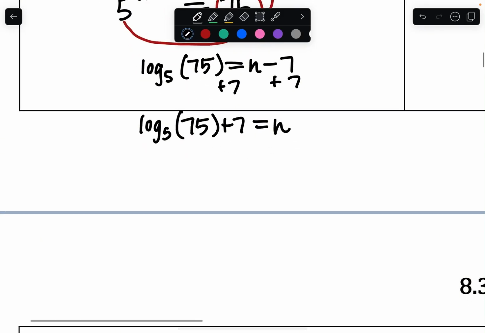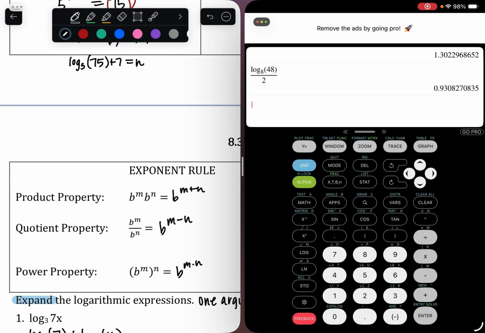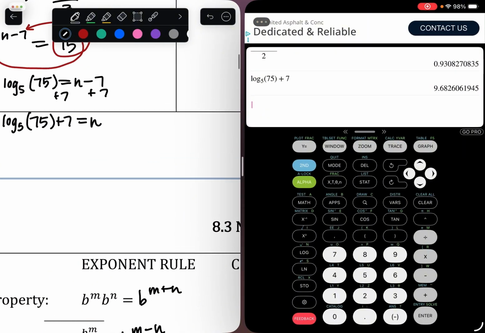And so if we want the decimal approximation, we can do math alpha math, log base 5 of 75, get out of the parentheses, plus 7. And so that is approximately 9.68.